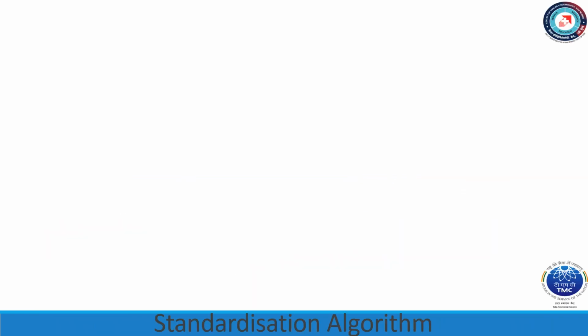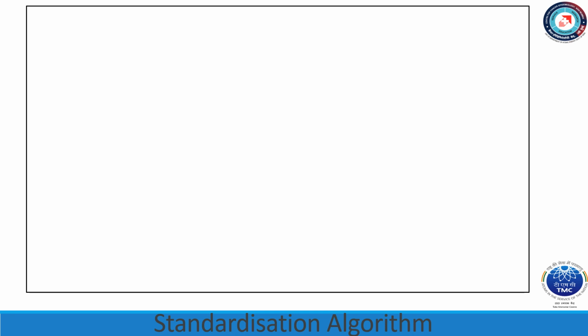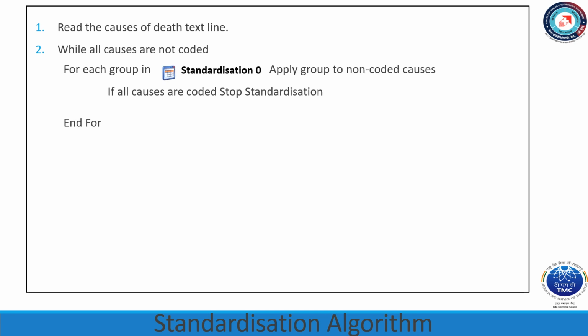Now let's know about the standardization algorithm and how it is applied for each standardization table. Firstly, after reading the causes of death text line, and secondly, while all causes are not coded, it will check for each group in the standardization 0 table and apply the group to the non-coded causes. And if all causes are coded, then stop standardization and end.